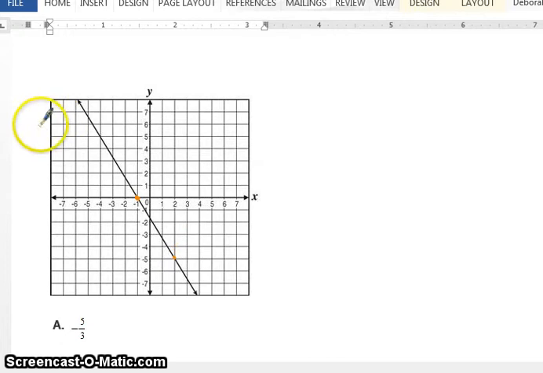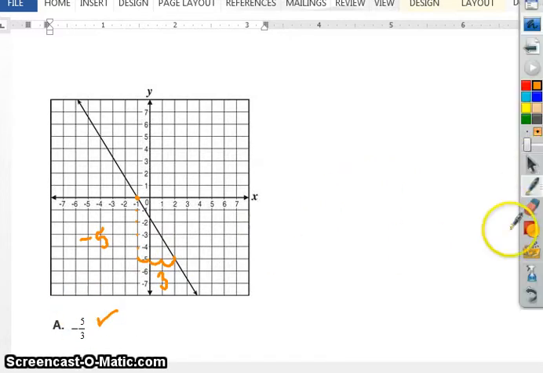So let's count now. Start with the one on the left. We know it's going to be a negative because it's starting high on the left, going down to the right. Count your rise first. 1, 2, 3, 4, 5. So I see a negative 5 there. And then from there, 1, 2, 3. 3 is positive because we went to the right. So I think A looks good.